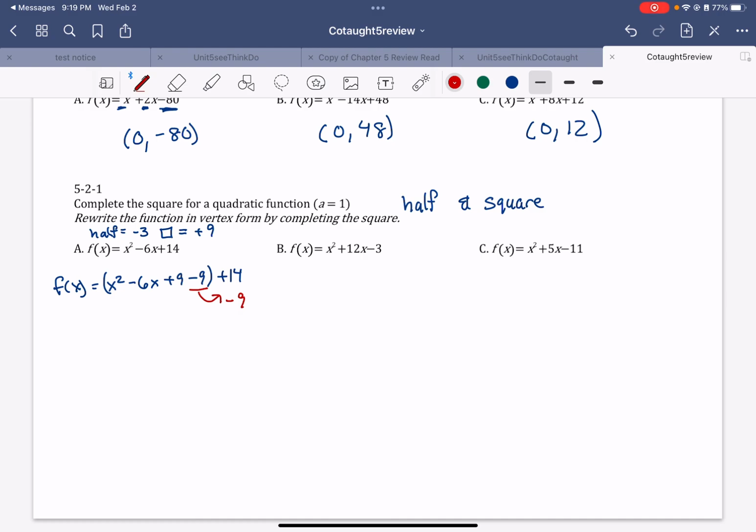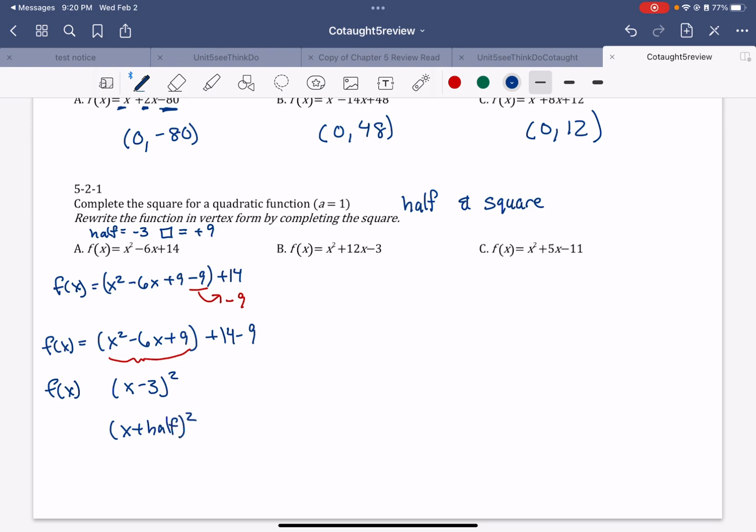All right, so I can rewrite this now as f of x equals x squared minus 6x plus 9. And on the outside of my parentheses, I have plus my 14 and minus my 9. Everything in my parentheses now is my perfect square that I can rewrite as x minus 3. Remember, I get to rewrite that as x plus my half, whatever my half is.